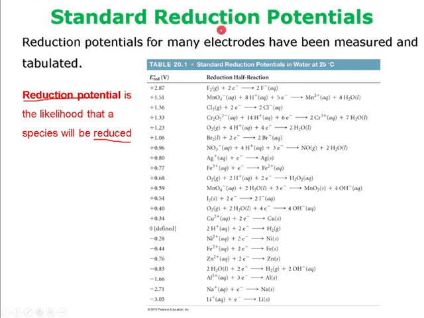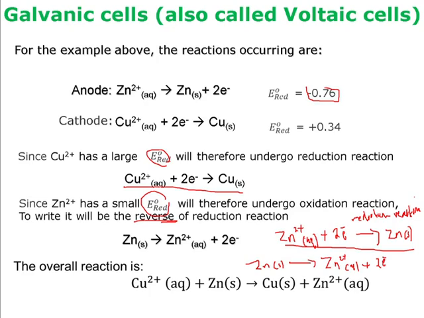reduction potential. The reduction potential tells you the likelihood or the degree to which a compound will undergo reduction. So the higher the reduction potential, the more likely the compound is to undergo a reduction reaction. The lower the reduction potential, the more the compound will undergo oxidation. And if the compound undergoes oxidation, then the chemical equation will be written as the reverse of a reduction reaction, like what has been shown at that point.